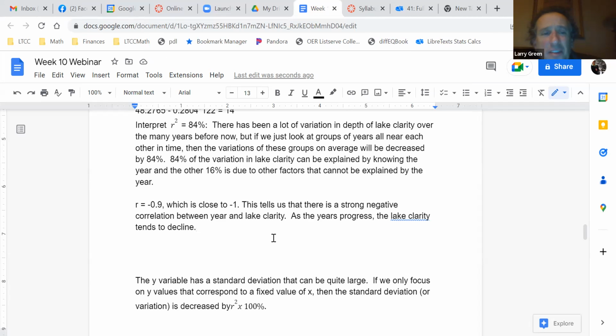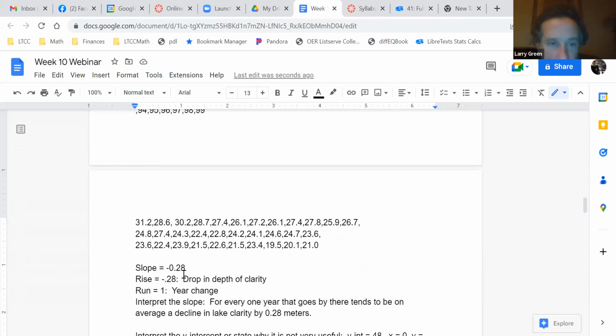Okay, I want to mention something. Notice r is negative and notice our slope was negative. The sign of the slope and the sign of r will always be the same. So if the slope is negative, then r is negative. If the slope is positive, r is positive. If the slope is 0, r is 0. The numbers won't be the same. 0.28 and 0.9 are not the same number, but the sign will always be the same.